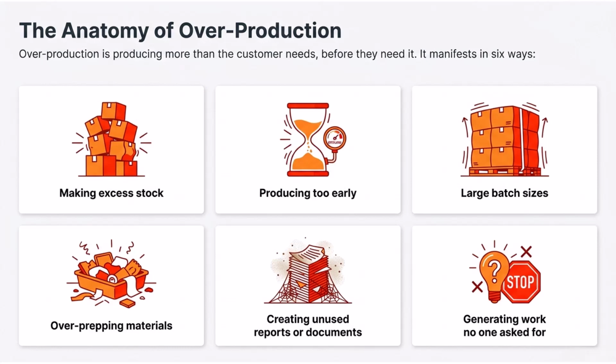So let's talk about the anatomy of overproduction. Overproduction is producing more than the customer needs before they need it, and it manifests in 6 ways. So we'll see one of the first ones is making excess stock of something. Then we have producing something that's too early. Large batch sizes is a problem, which is very common.